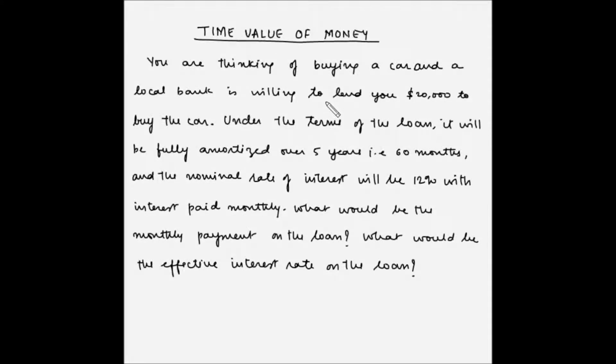Let us look at another example of time value of money. You are thinking of buying a car and a local bank is willing to lend you $20,000 to buy the car. Under the terms of the loan, it will be fully amortized over 5 years, that is 60 months, and the nominal rate of interest will be 12% with interest paid monthly.